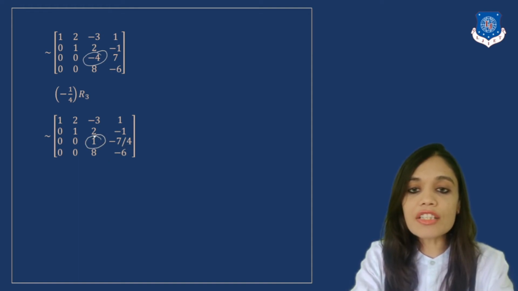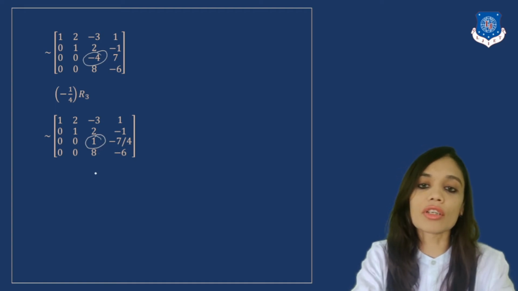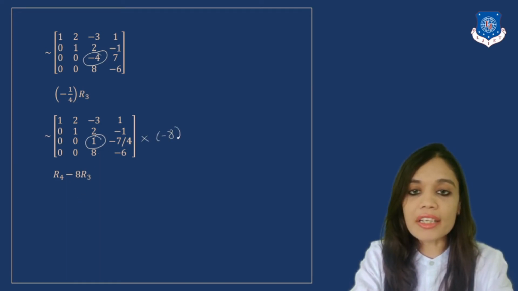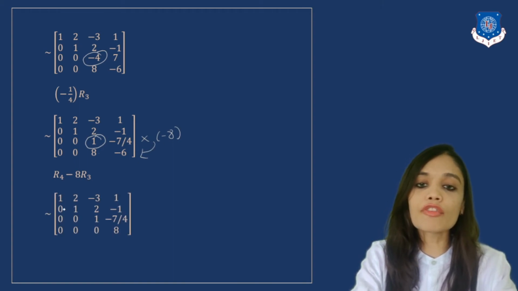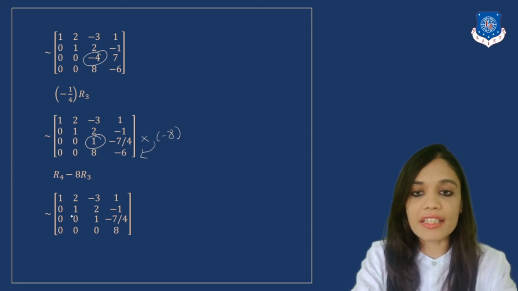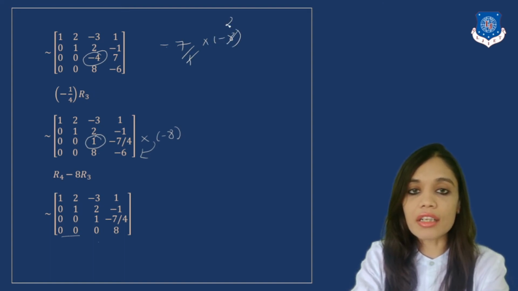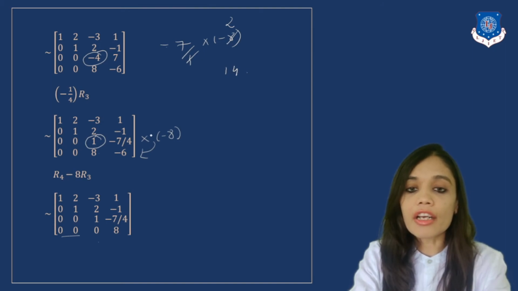Now our next step, that is we have to form 0 below this leading one. So our next step will be R4 minus 8R3. Done. So just we have to multiply this by minus 8 and add in this. So you will get the following matrix. First 3 rows will remain as it is. Now multiply third row by minus 8. First 2 elements of R4 will remain as it is because they are 0. Now minus 8 plus 8, so answer will be 0. Now here minus 7 upon 4 into minus 8, so this will get cancelled out and what will remain? 14, right? Now 14 minus 6, so you will get answer as 8.